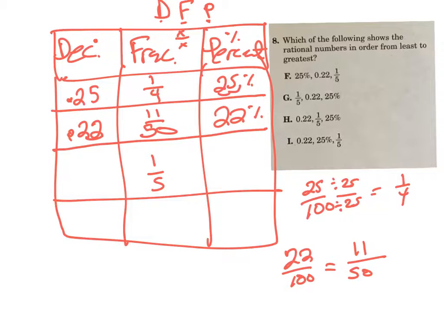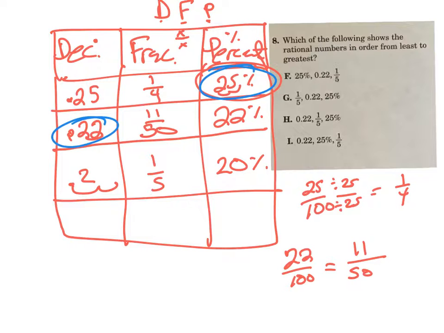Now, 1/5. Let's do 1 divided by 5 equals 0.2. And then if I take it 2 over, that would be 20%. Now, I'm going to circle the ones we started with. We have 25%, I'll do it in a different color, 25%, 0.22, and 1/5. So now I want to put them from least to greatest.